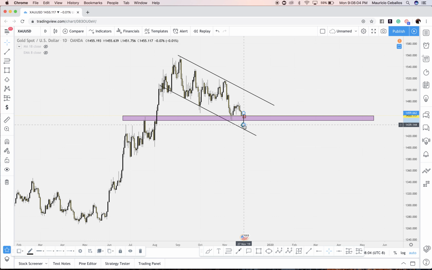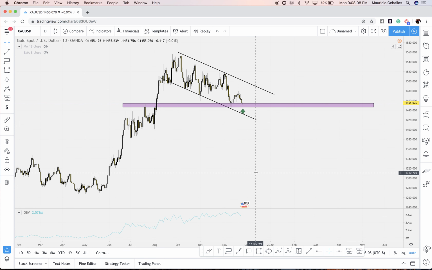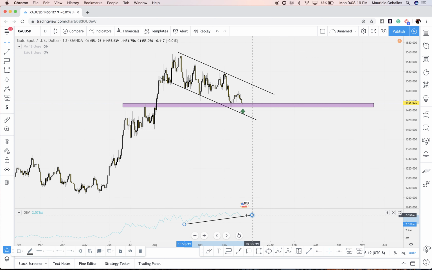Okay, so now going on the lower time frames, what can we potentially see? Before we go to the lower time frame, I want you guys to take this into consideration as well. This is the OBB indicator, and we can see that the market has created divergence. What's divergence? Divergence is when our indicator marks that it's going to the upside, and on the chart itself it marks that it's going to the downside.